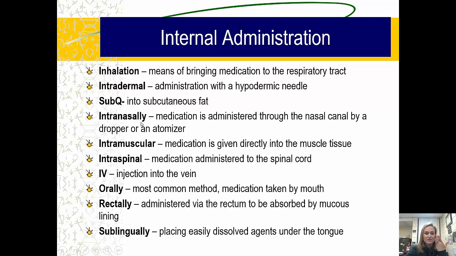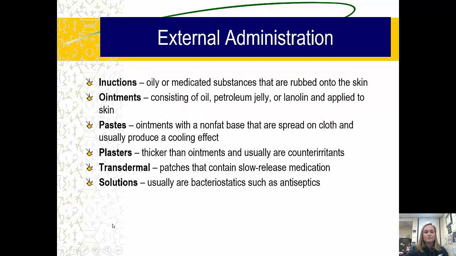If you need to get it into the nasal passages, you would go intranasally. Intramuscular medications are often used in sports medicine because it can target musculoskeletal tissue more easily. Intraspinal goes right to the spinal cord. And then one of the most effective methods is an IV, and we'll talk about that. Orally is certainly the most common method. We'll talk about how it's actually not the most effective, but obviously it's going to be the easiest to administer in the lay population. Rectally would be something like a suppository that you might need to utilize. Sublingually would be the things that dissolve underneath the tongue.